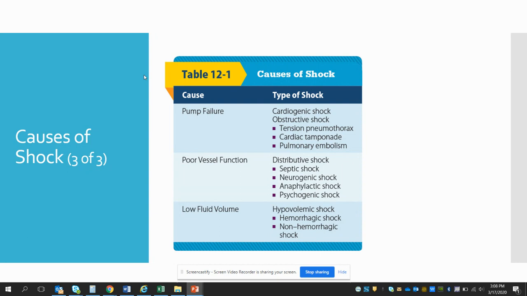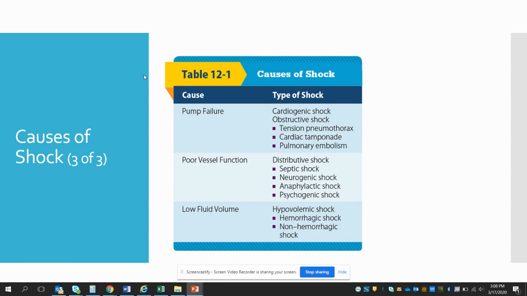Now looking at low fluid volume, I'll skip down to the bottom. We have two types of shock that fall under hypovolemic, and that's hemorrhagic and non-hemorrhagic. Just like its prefix would lead you to believe, hemorrhagic is related to blood loss and non-hemorrhagic is related to fluid that is not blood loss. Like we said, nausea, vomiting, and diarrhea is going to be the most common. We can also lose fluid through burns. That's another example there, but those are hypovolemic types of shock.